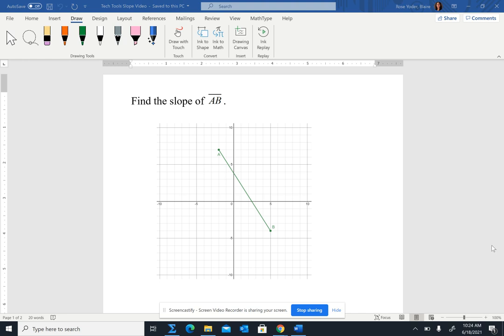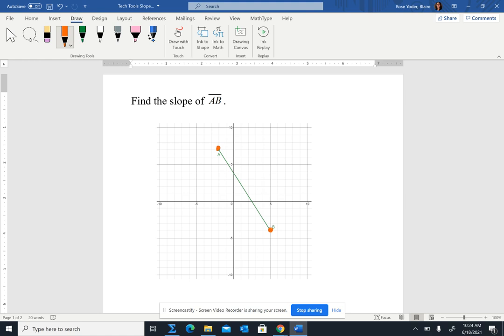Okay, let's get to work. First off, I gave you a graph for you to find the slope of AB. So on a graph, I really like to just count the rise and the run to find the slope. So I'm going to go from A. I always start at the point that's farthest to the left and then B. Just like in English, how you read a book from left to right. In math, you read a graph from left to right too.